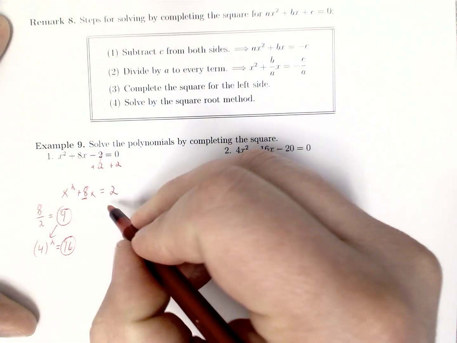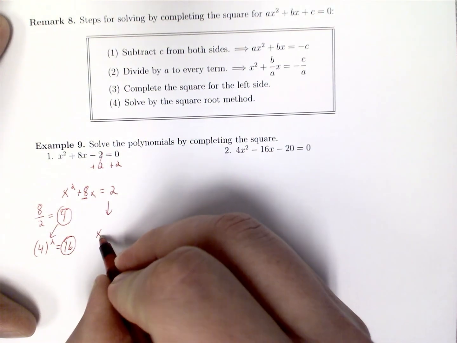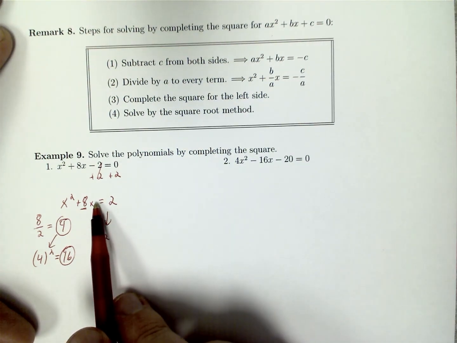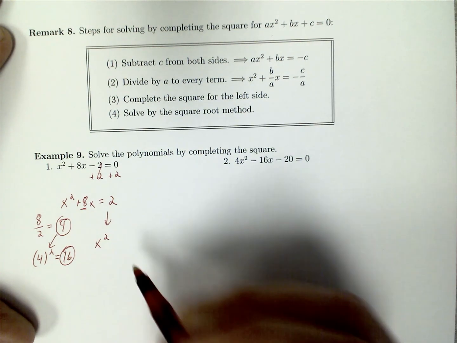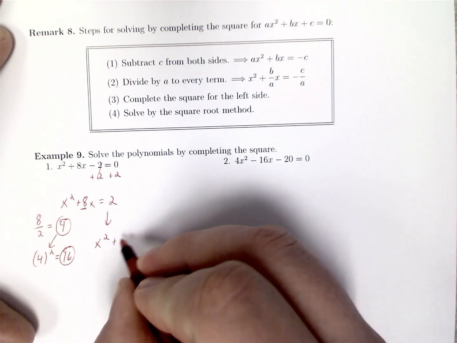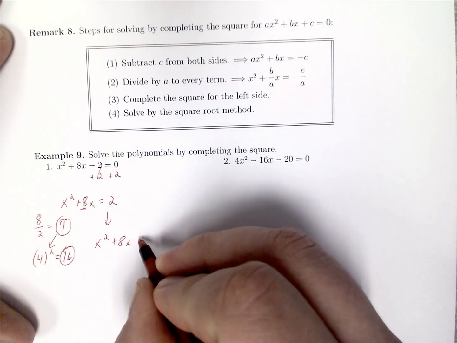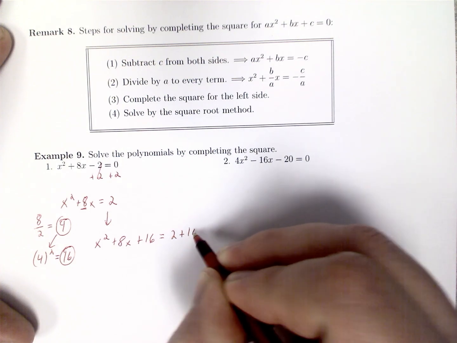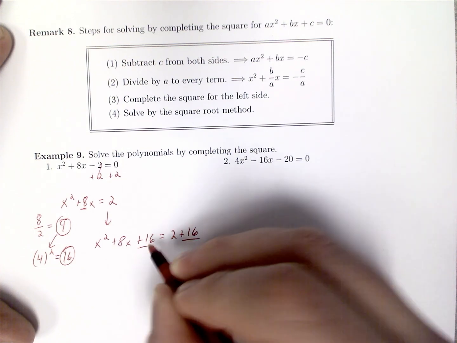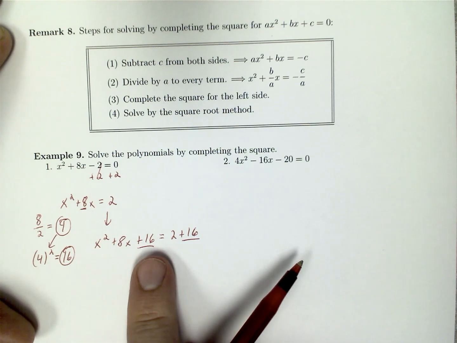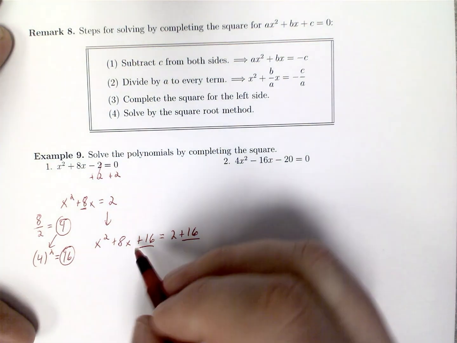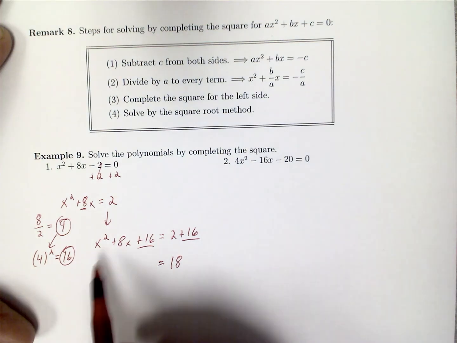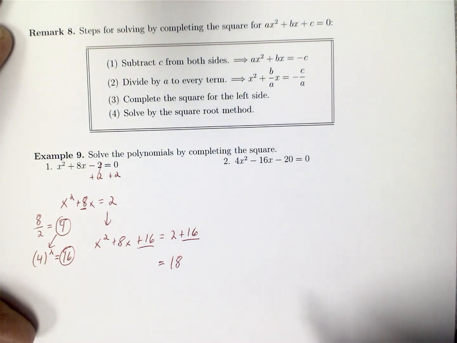So what happens to this? So we get x squared, and now this is where it gets a little bit different. We could add in 16 and then take out 16, but because this is an equation, we can simply do this to both sides. We can simply add 16 to both sides. So we're taking this and adding it to both sides. Then 2 plus 16 is 18, and we have x squared plus 8x plus 16.